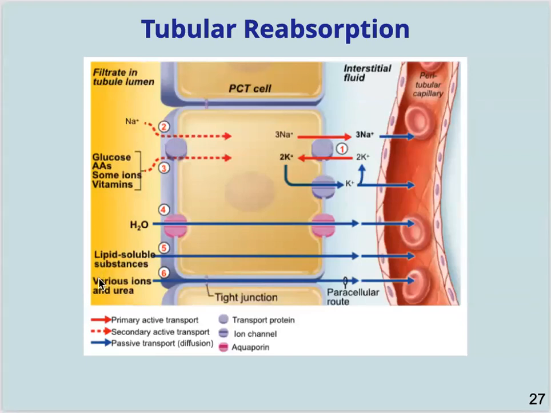Now, once water is reabsorbed, it increases the relative concentration of the other solutes that are left behind within the tubular lumen. And these other solutes can then be reabsorbed as they move down their concentration gradient through passive transport. That includes lipid-soluble substances that can be transported through the transcellular route, directly diffusing across the phospholipid bilayer. And then the other ions, like calcium, potassium, chloride, as well as urea, can diffuse through the paracellular route back into the circulation.